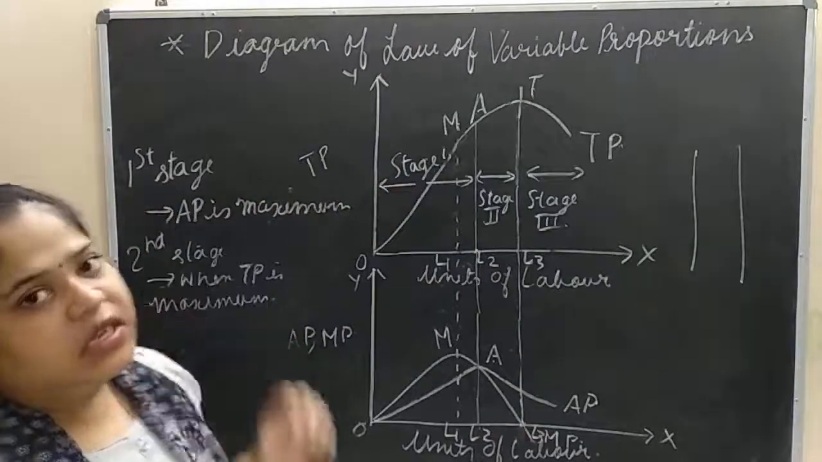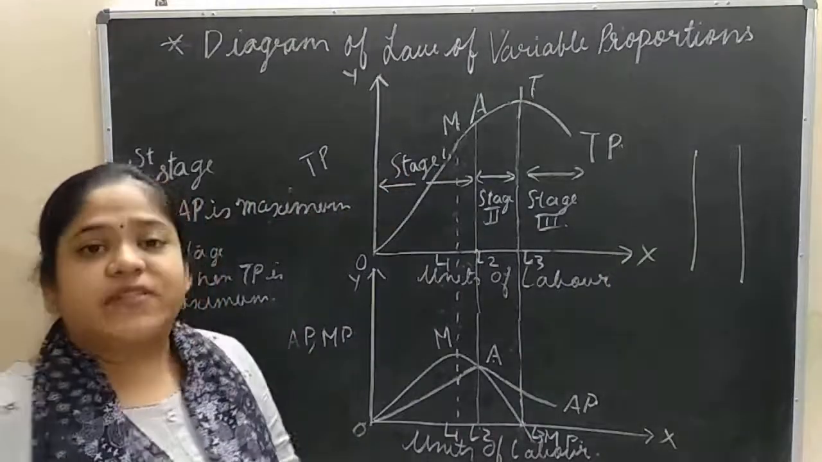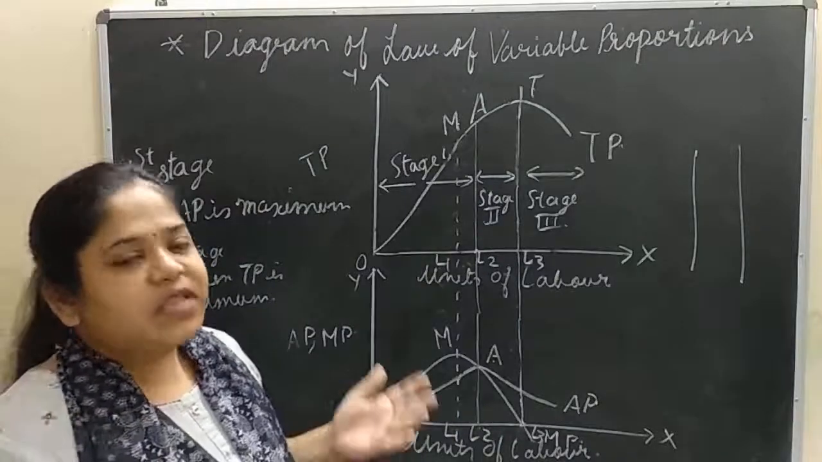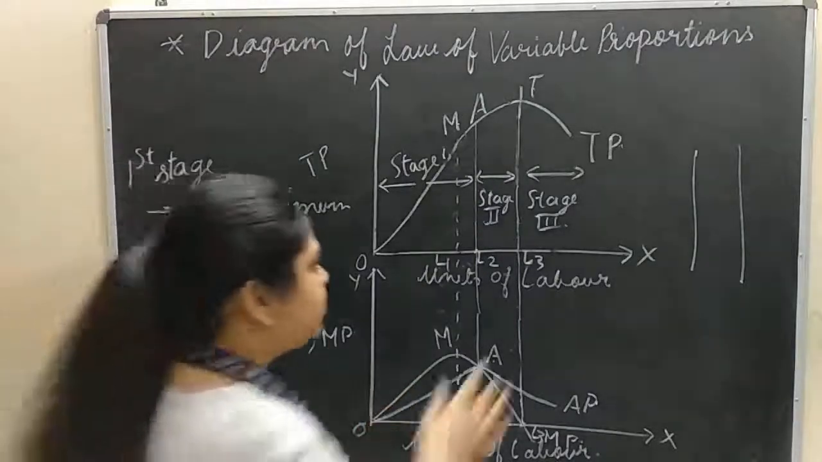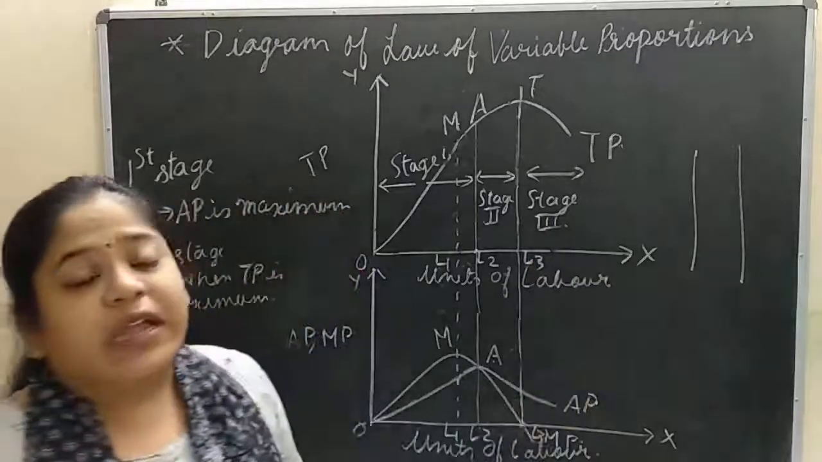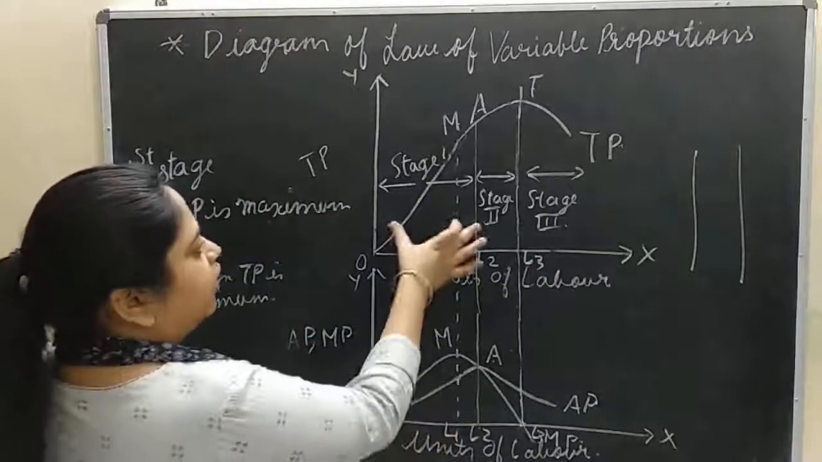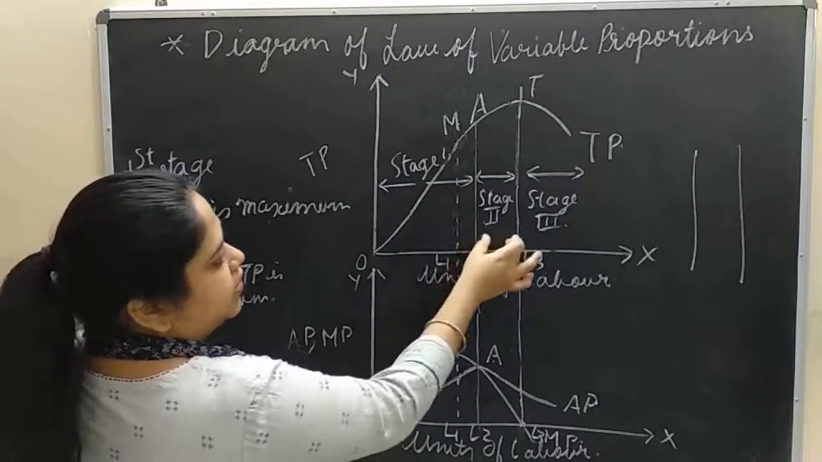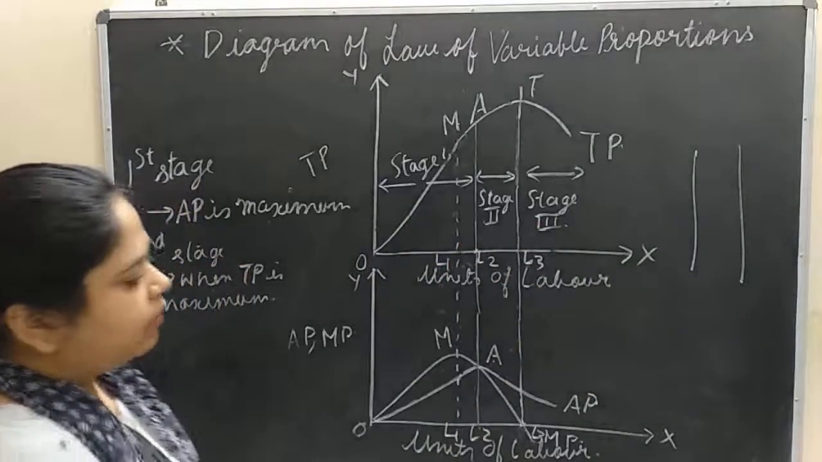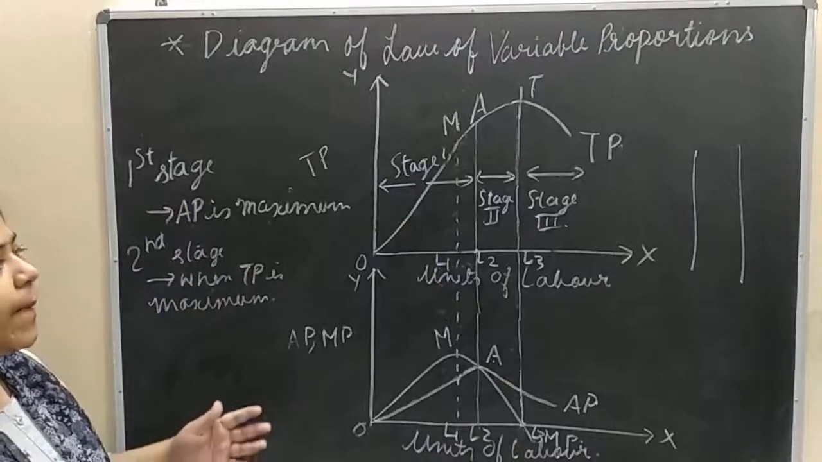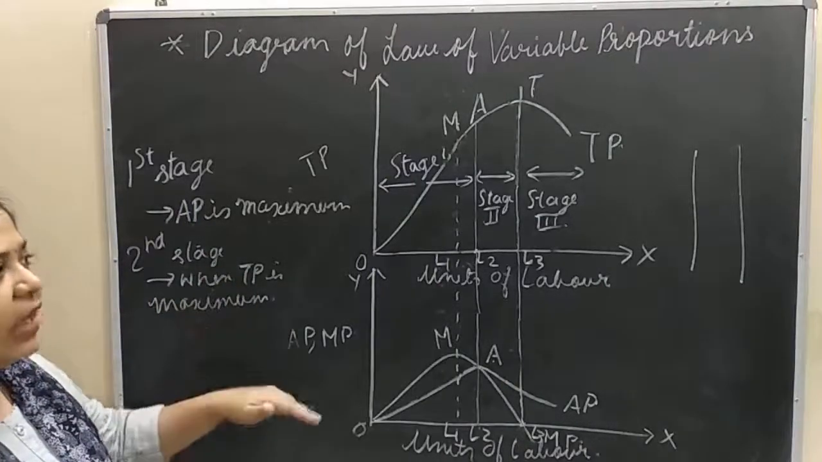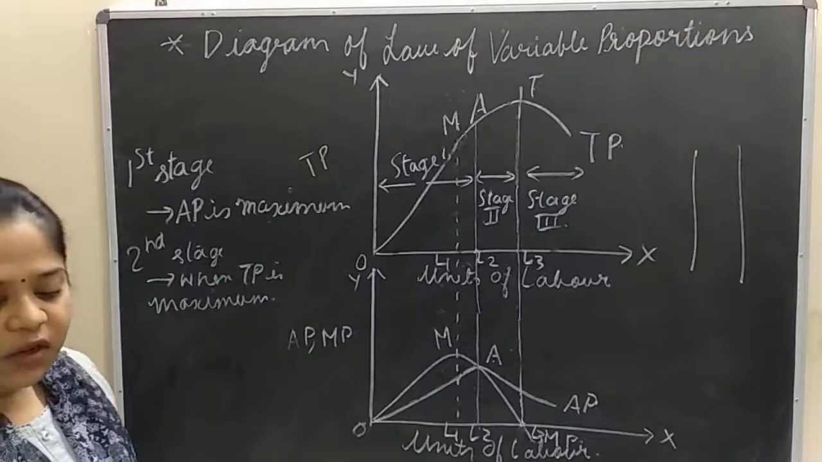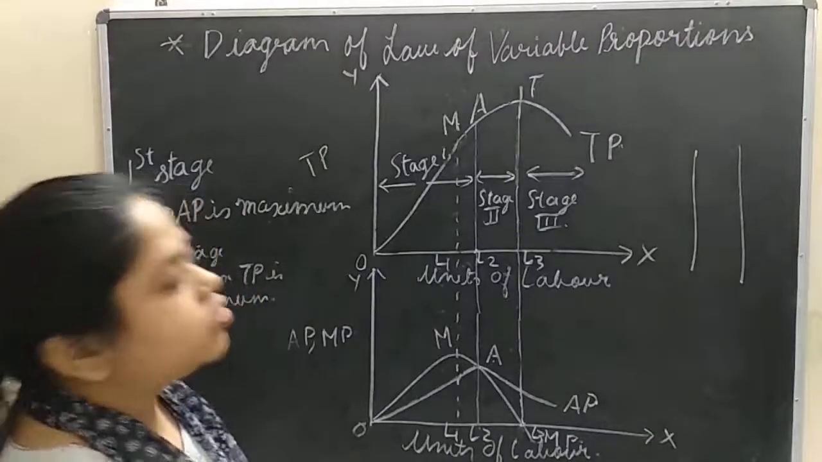Stage 1 is the stage of increasing returns. Stage 2 is the stage of decreasing or diminishing returns. And stage 3 is the stage of negative returns. Dotted line नहीं देखना है, straight line. ये है stage 1, stage 2, stage 3. Please mark it, students. And after this diagram, we are going to do the explanation of the 3 stages of law of variable proportions.